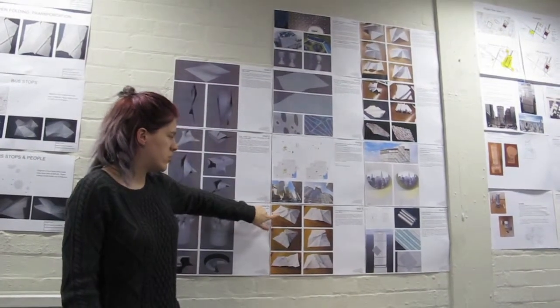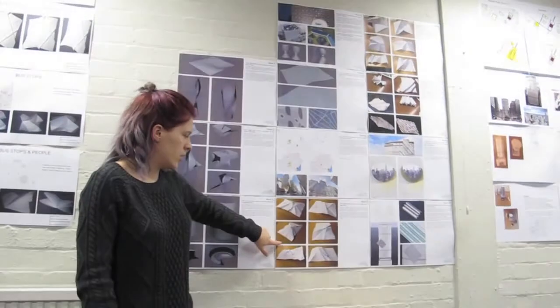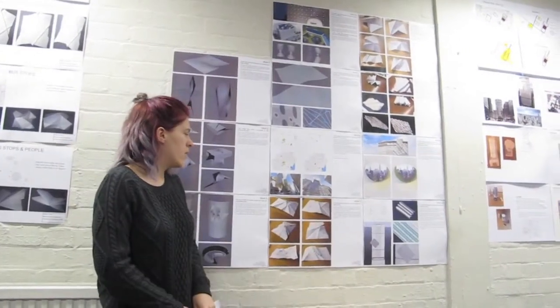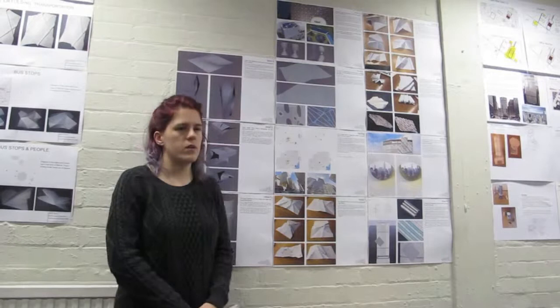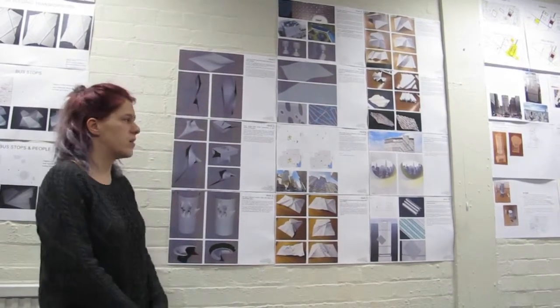I then went on to make some paper folding using the maps, which came out all right, but I don't really feel that they gave me a shape that I could work with moving forward on the facade.